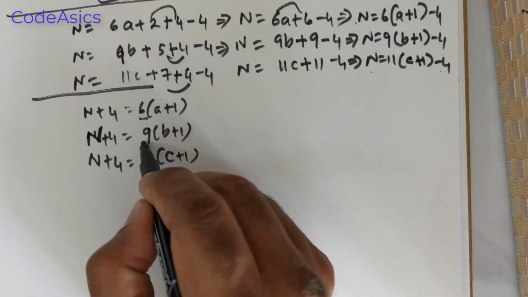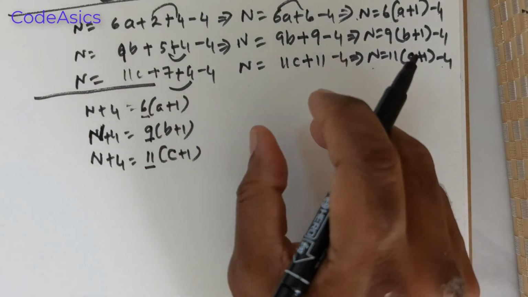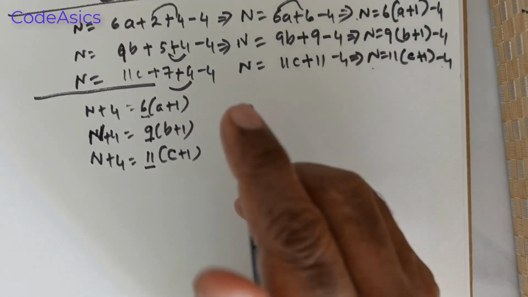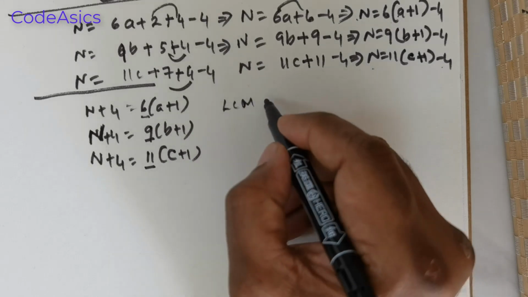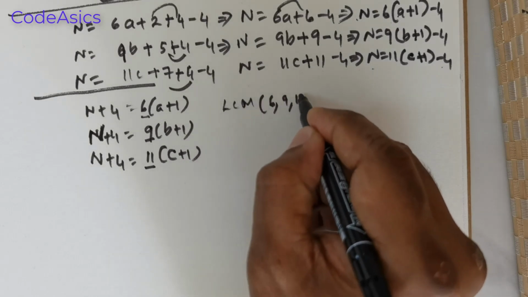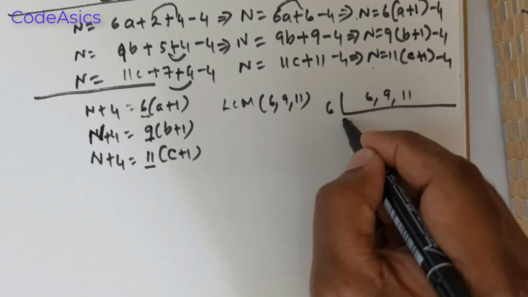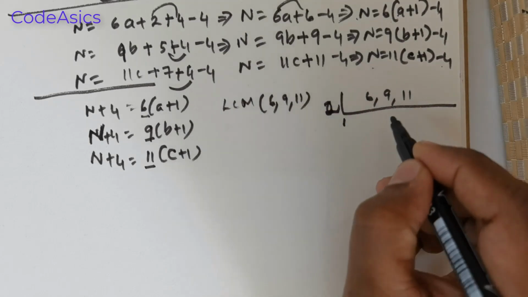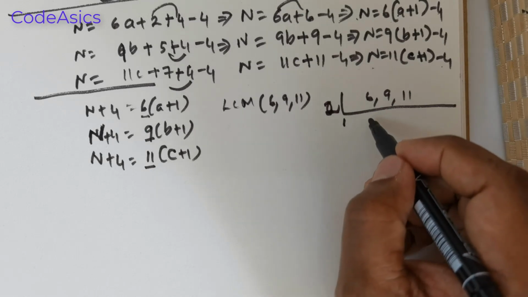Now I got a 6, I got a 9, I got 11. So the objective is to look for a number, right? The first number. So for that, what we need to do, we need to take the LCM of 6, 9 and 11. So let me take the LCM of 6, 9 and 11. I'll start with 2, because we need to obtain the prime factors.